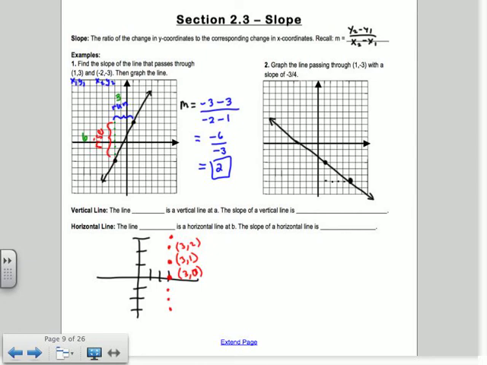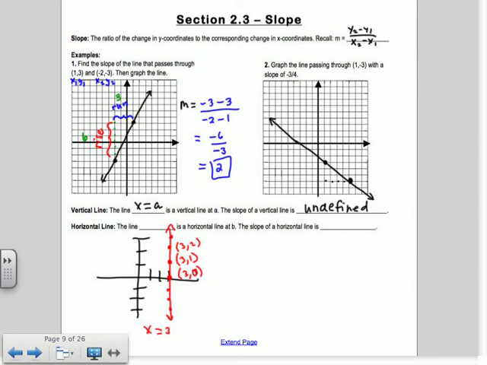All right, x coordinate or y coordinate? X. So that means that this equation of our line has all x values of 3. So it's the equation x equals 3. So for a vertical line, we say it's the line x equals a, so x equals some a value. It's a vertical line at a. The slope of a vertical line is, we say it's undefined.